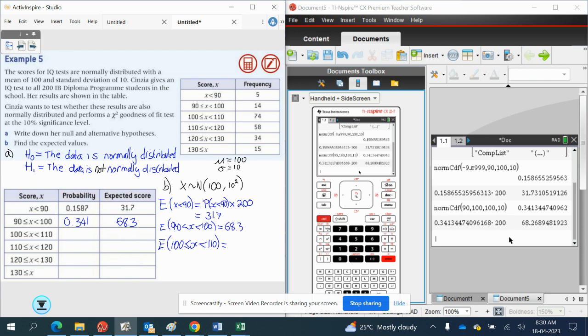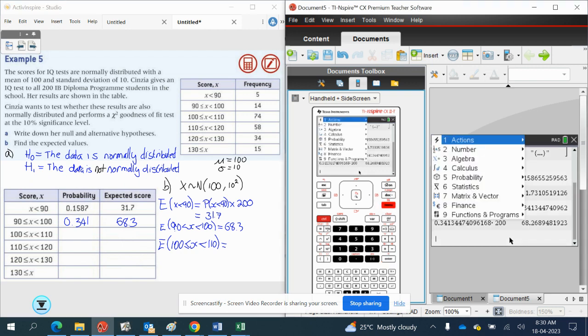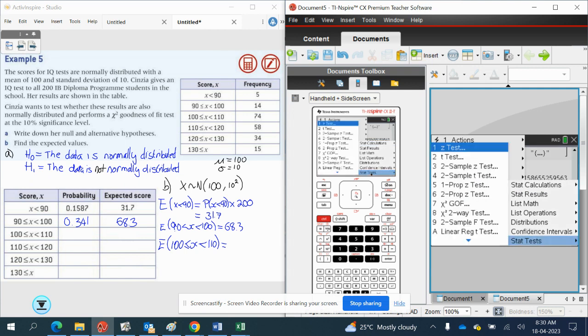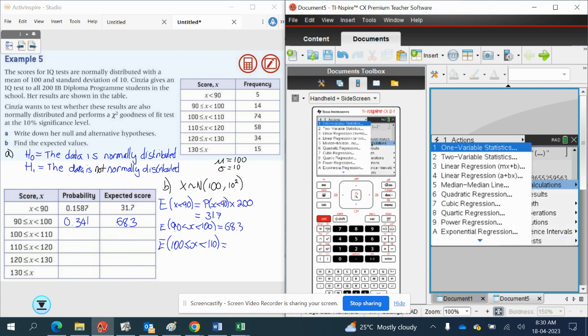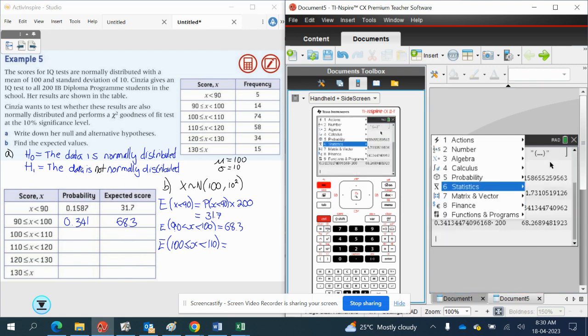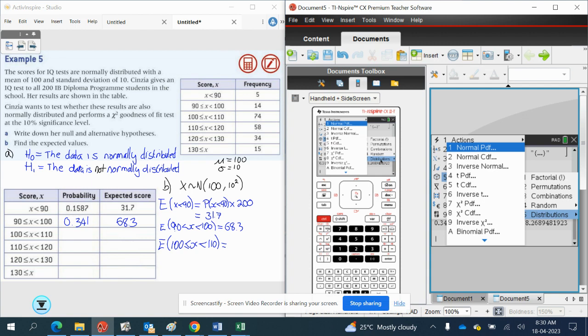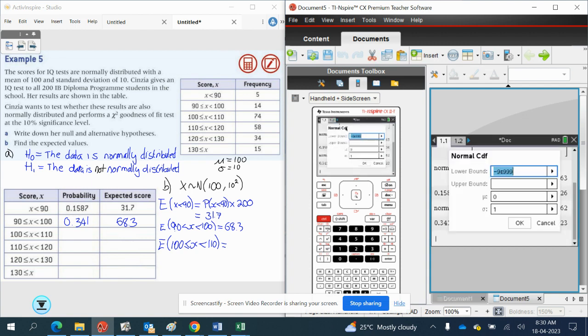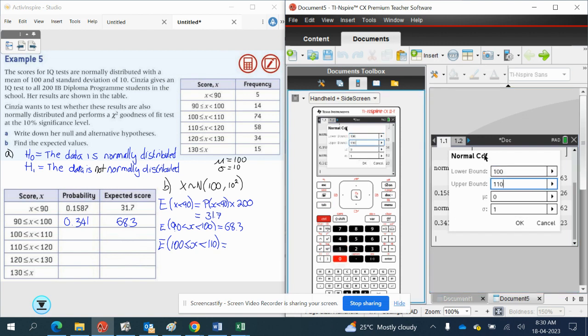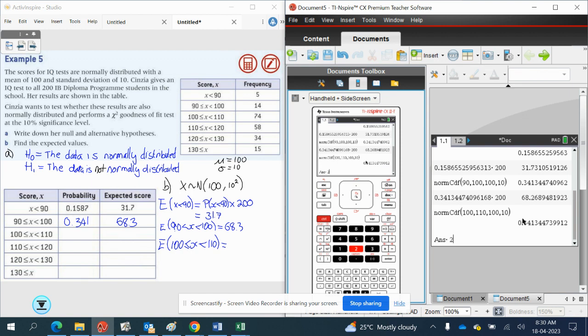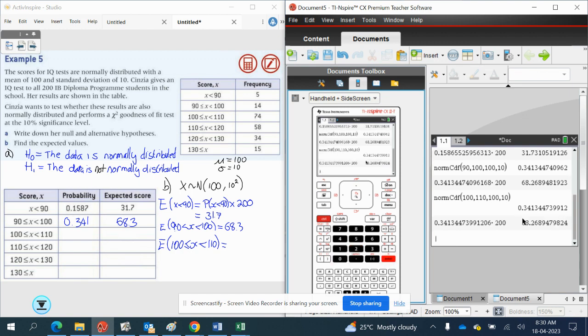To do the calculation, I can press menu, stat, calculate, probability distributions, Normal CDF. My lower bound this time will be 100, my upper bound will be 110, my population mean will be 100, and my standard deviation is 10. I take that value and multiply by 200 because there are 200 students, and I get the value 68.3.